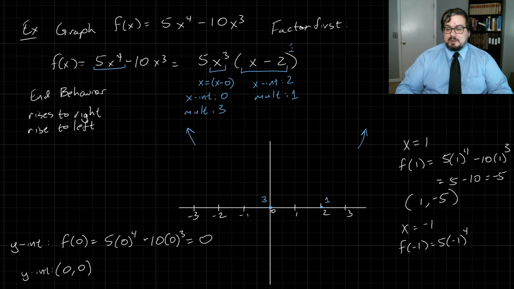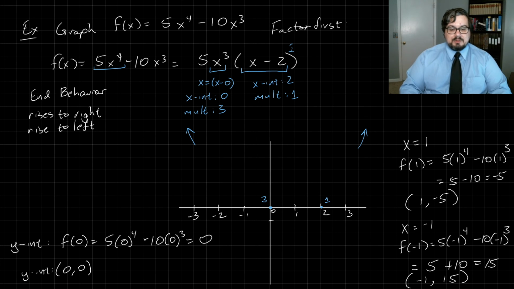f of negative 1 is 5 times negative 1 to the 4th minus 10 times negative 1 cubed. Now this is going to give us 5. Negative 1 to the 4th is just 1. But then negative 1 cubed is negative 1. And negative 10 times negative 1 will be positive 10. So we get 15. So the point (-1, 15) is also on the graph.